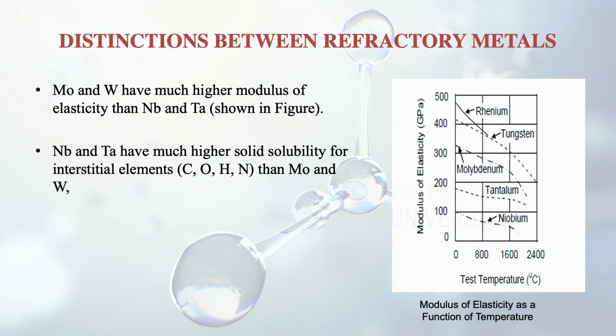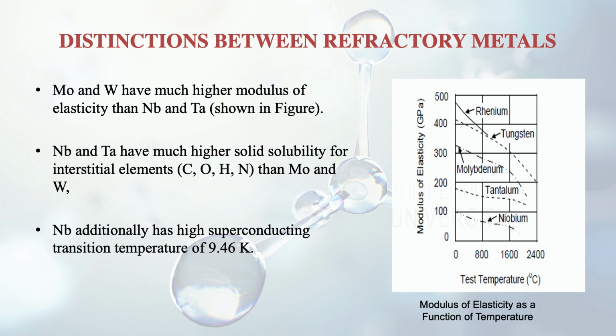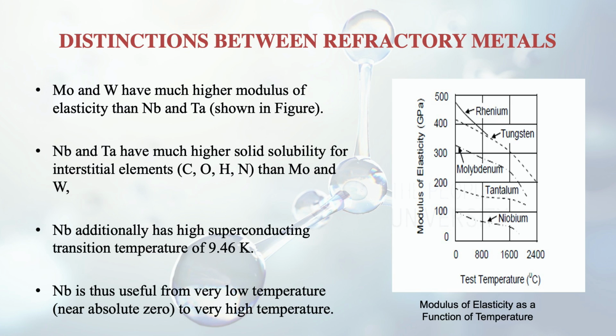Then what do Nb and Ta have? They have much higher solid solubility for interstitial elements. What kind of interstitial elements? Like carbon, oxygen, hydrogen, nitrogen. They have better solubility than Mo and W, molybdenum and tungsten. Then niobium additionally has a high superconducting transition temperature of 9.46 Kelvin. So we can see from this superconducting transition temperature that niobium can be used from very low temperatures to a range of very high temperatures. So this property of niobium is very useful.